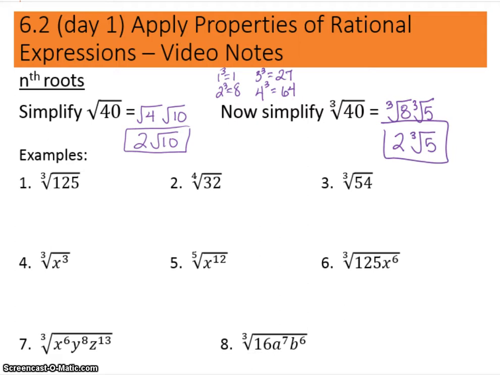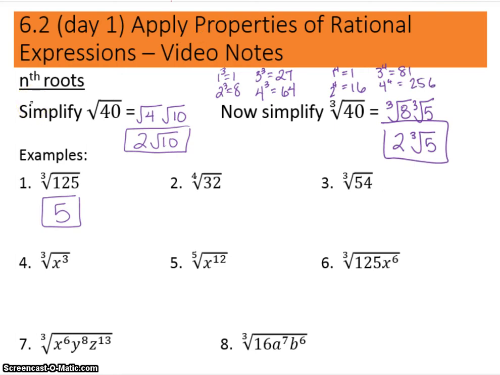So look at example number 1. We have the cube root of 125. Well, hopefully you know or look at your sheet to tell you that this is just 5 and done. Well, what about the fourth root of 32? So if we look at our perfect fourth powers, we have 1 to the fourth, which is 1, 2 to the fourth, which is 16, 3 to the fourth, which is 81, 4 to the fourth, which is 256.